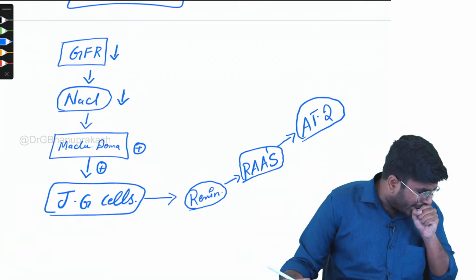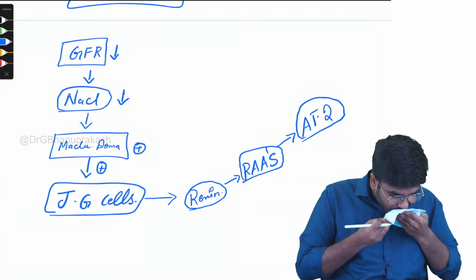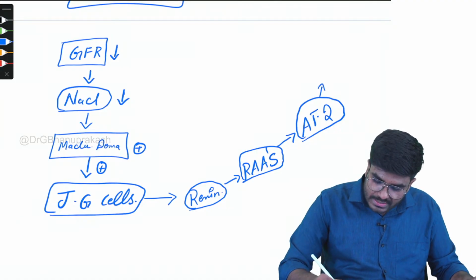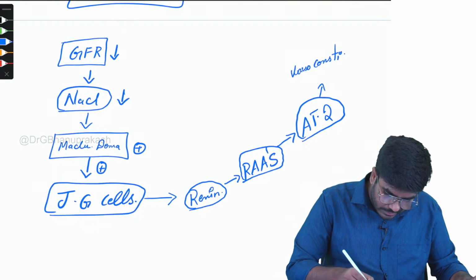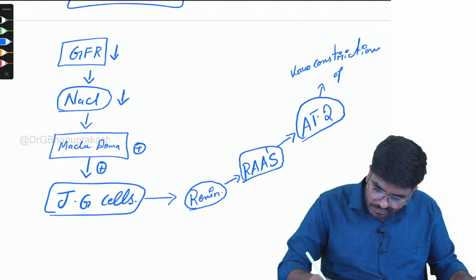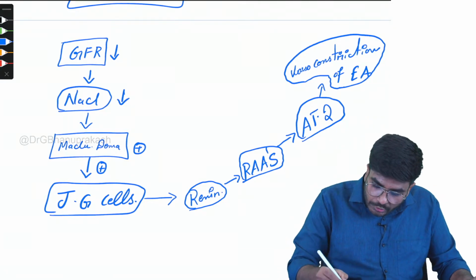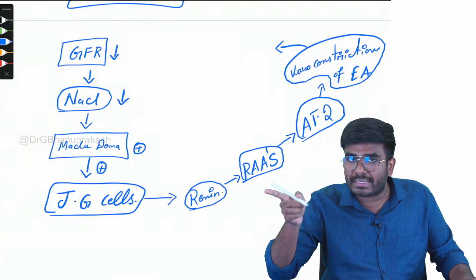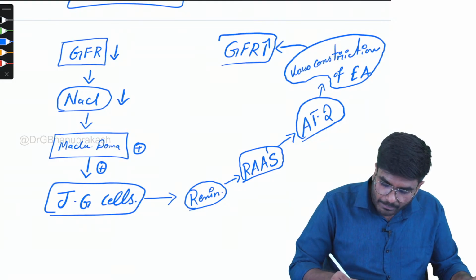Vasoconstriction. Angiotensin 2, which I have already discussed with you, will cause vasoconstriction of the efferent arterioles. When the efferent arteriole is constricted, what happens to GFR? GFR is increased. GFR will come back to normal.